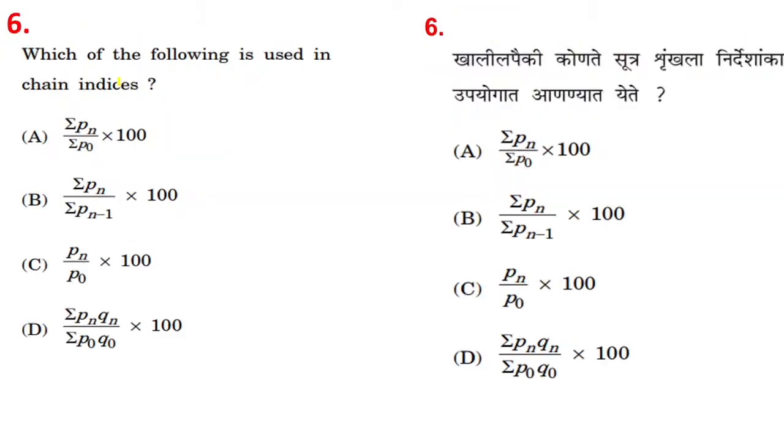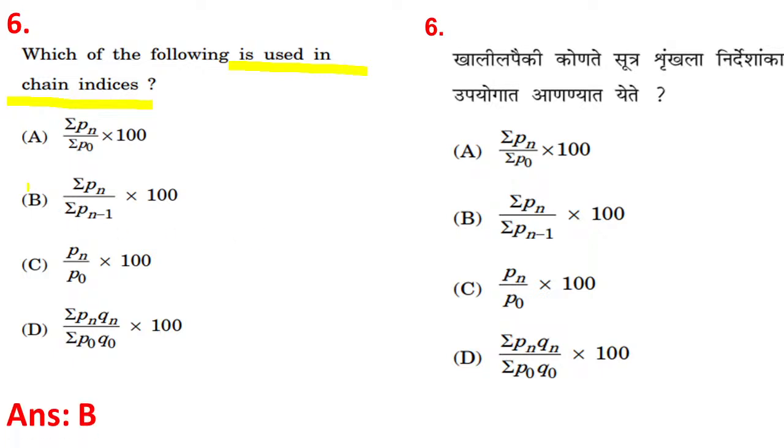Question number 6. Which of the following is used in chain indices? Option A, sigma Pn upon sigma P0 multiplied by 100. Option B, sigma Pn divided by sigma Pn minus 1 multiplied by 100. Option C, sigma Pn divided by P0 multiplied by 100. Option D, sigma PnQn divided by sigma P0Q0 multiplied by 100.